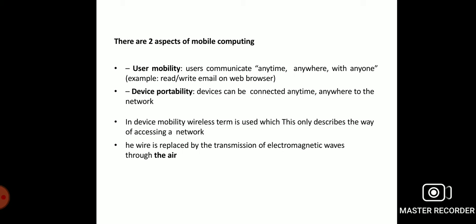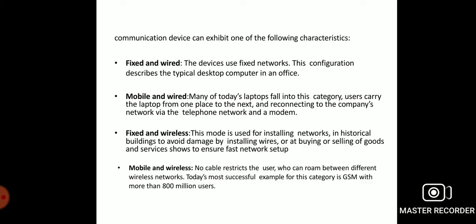The wire is replaced by the transmission of electromagnetic waves through the air, so it is called a wireless communication medium. Now, a wireless communication device can exhibit one of the following characteristics. What is the communication device? It is the base station and also the cellular subscriber's mobile station. So we are using the different characteristics of the communication devices.